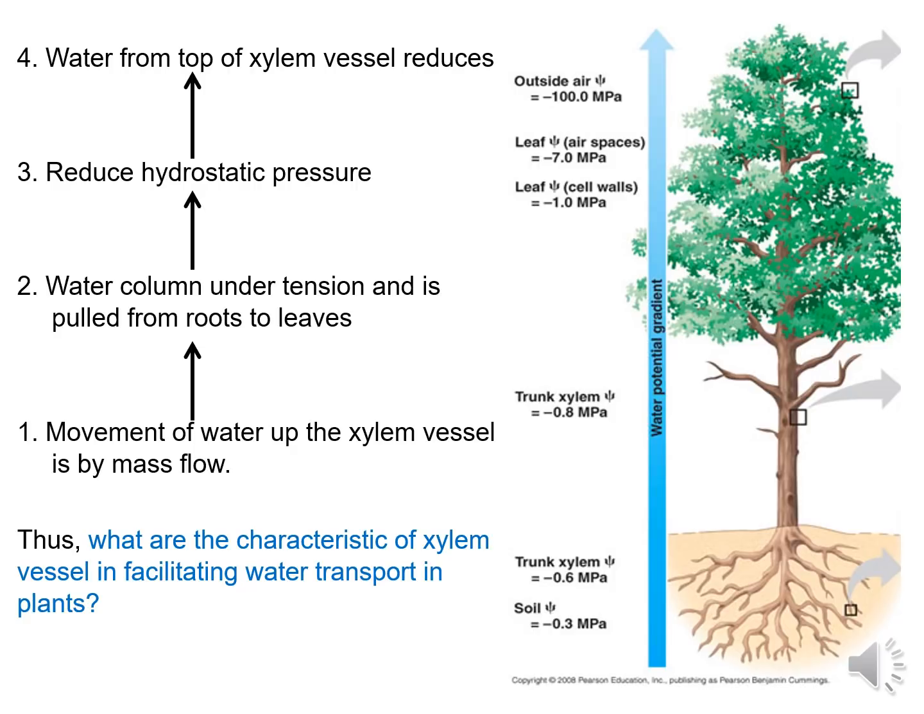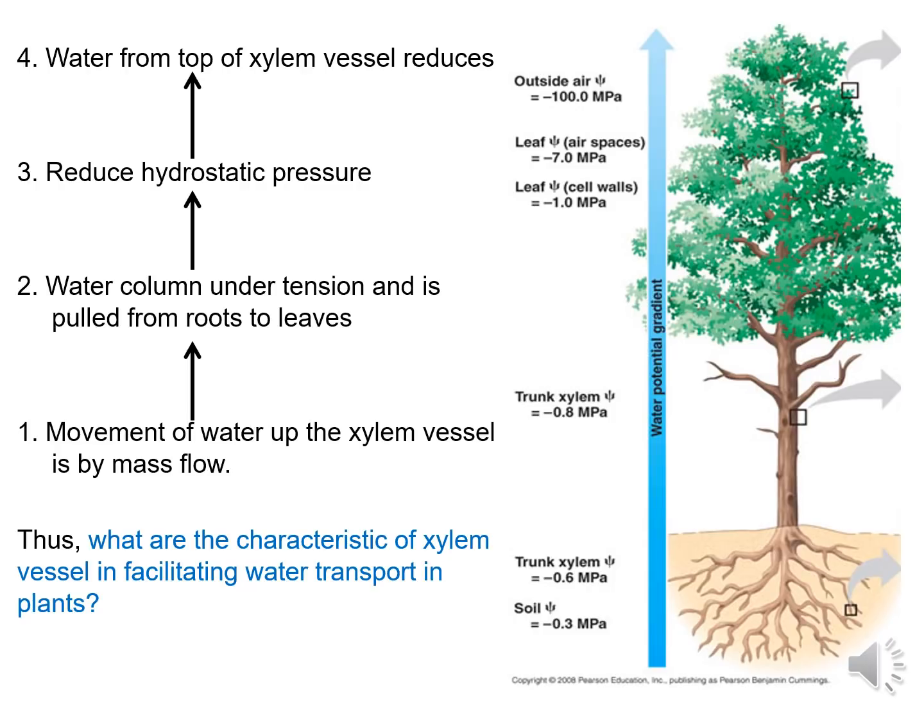And before we move on to the final section of this objective, I would like to recap once again about xylem and transpiration, how the process occurs. We know that the movement of water is up the xylem vessel is in the form of mass flow, and the water column is always under tension and is pulled from root to the leaf.